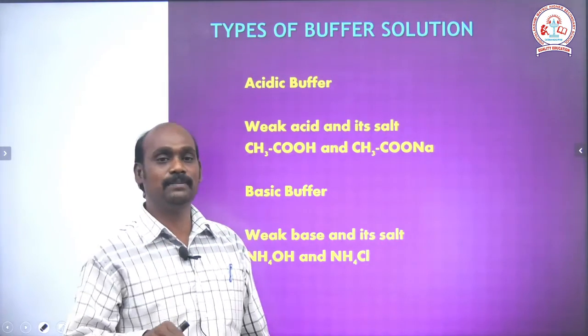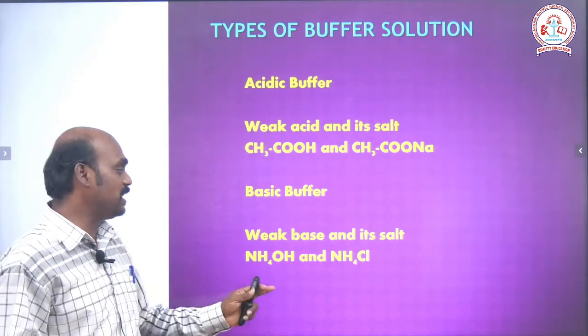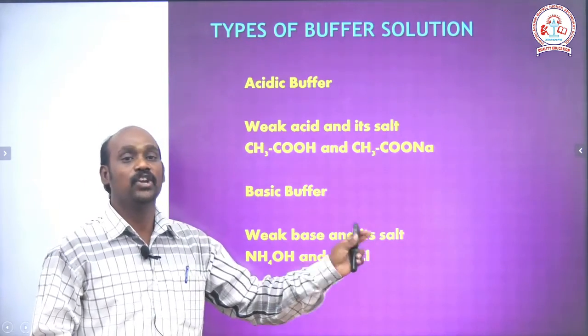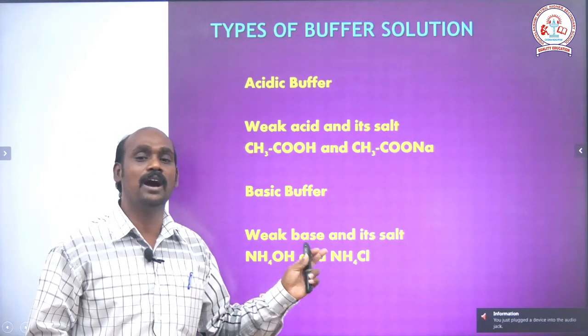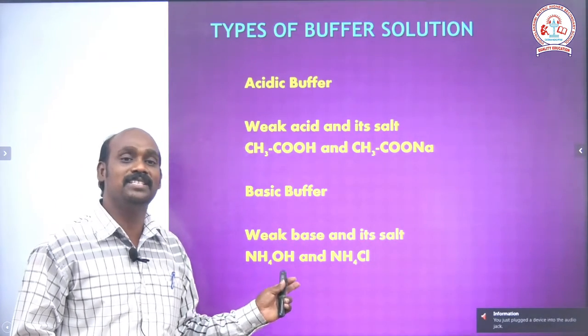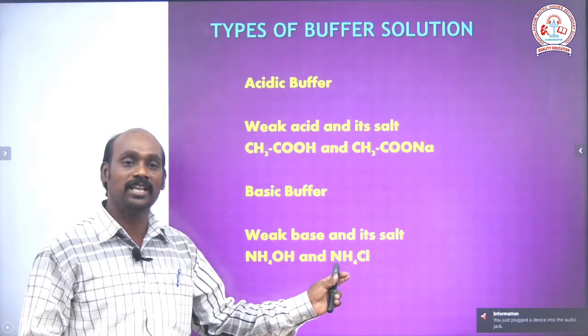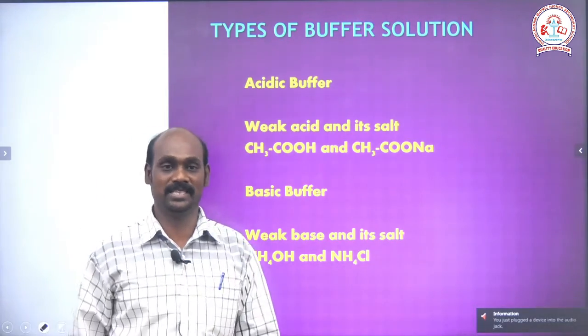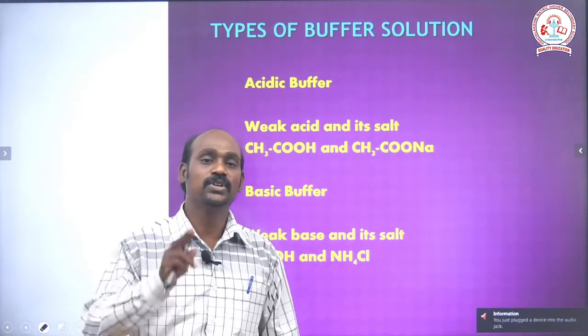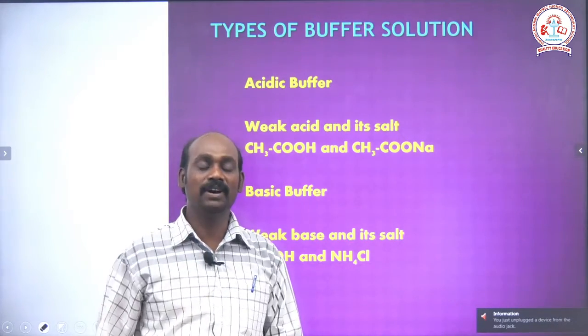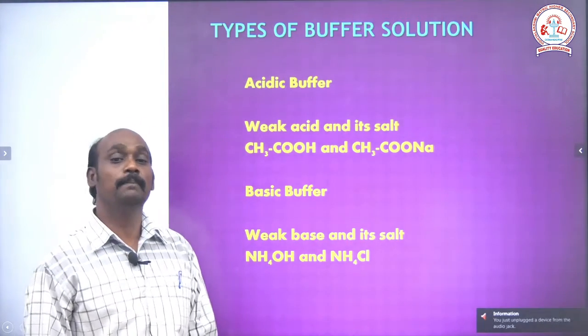Then what is a basic buffer? A basic buffer is nothing but a weak base and its salt. For example, ammonium hydroxide and ammonium chloride. Ammonium hydroxide is a weak base. Ammonium chloride is a salt of the weak base. So buffer solutions are classified into two types: one is acidic buffer, another one is basic buffer.